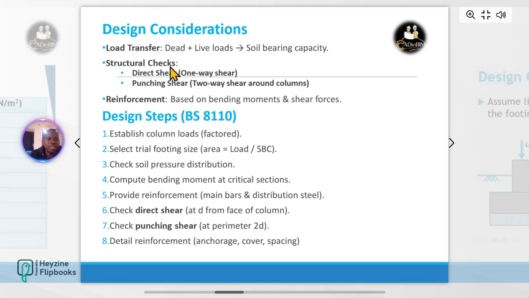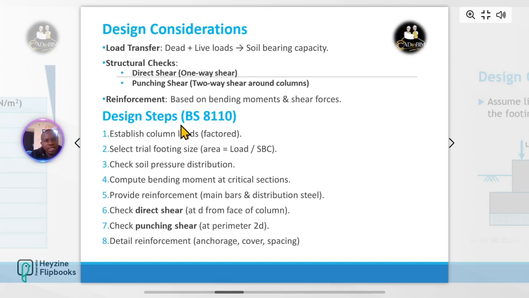So we have structural checks. What we check after design: we check for direct shear, that's a one-way shear. We also check for punching shear, which is a two-way shear around the column. I'll be demonstrating all this, and then we have reinforcement based on the bending and the shear force. So this forms part of our design for the reinforcements.